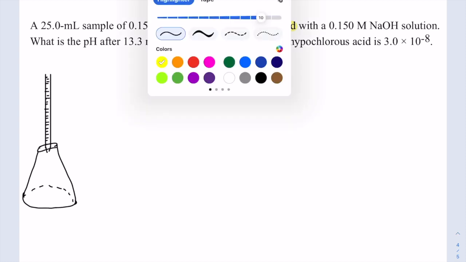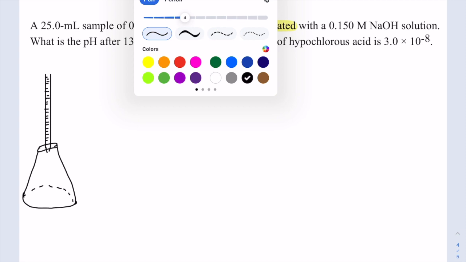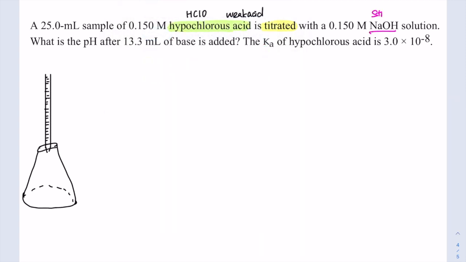Okay, so we have hypochlorous acid. We should know its chemical formula, but if you're a little iffy, in terms of solving this question it's okay as long as you recognize this is a weak acid, because its chemical formula should be HClO. It's a weak acid, and it's titrated with a strong base. So this is a weak acid, strong base titration. That's first thing first, very good to know.